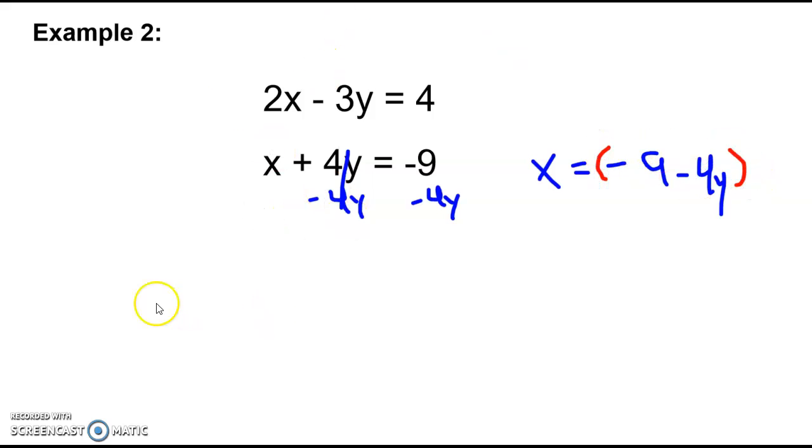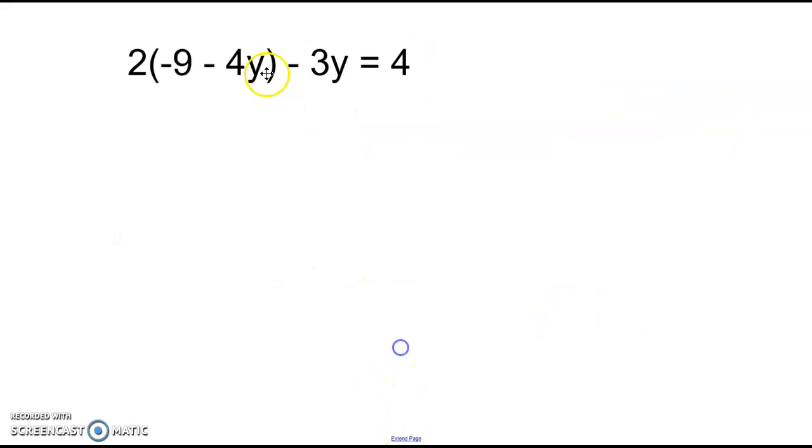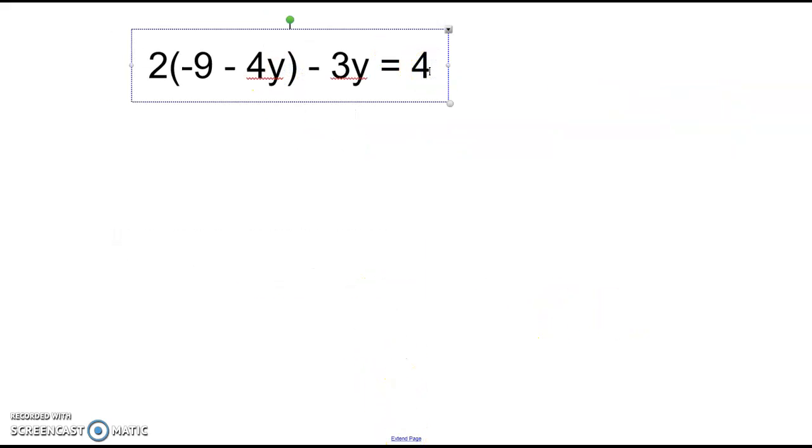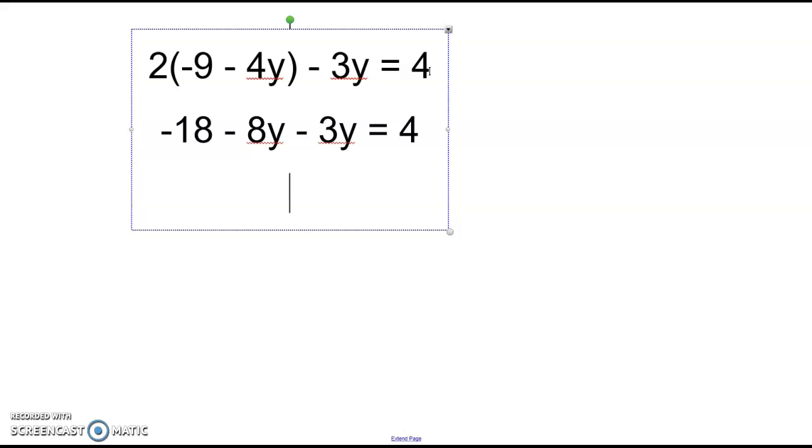So now let's go substitute it, right? We're going to plug it into this next equation, the top one. So 2 times (negative 9 minus 4y) minus 3y equals 4. And then we're going to go ahead and keep solving this one now. So, give myself some more room here. We're going to get negative 18 minus 8y minus 3y equals 4. That's after we distribute the 2.